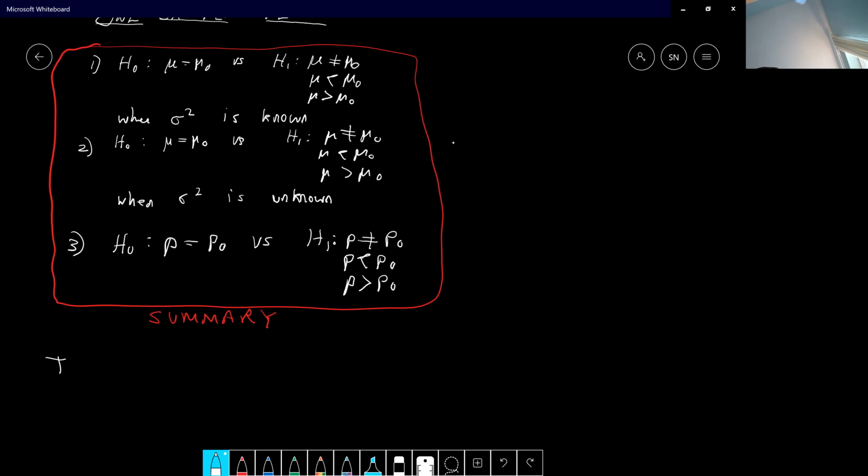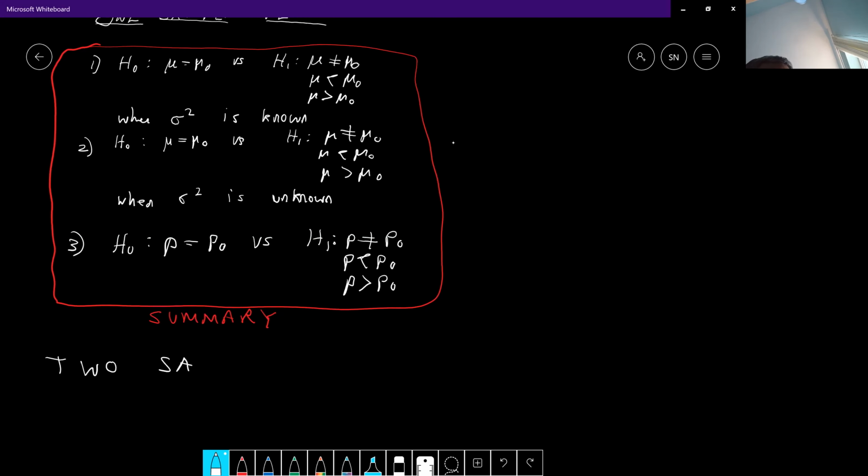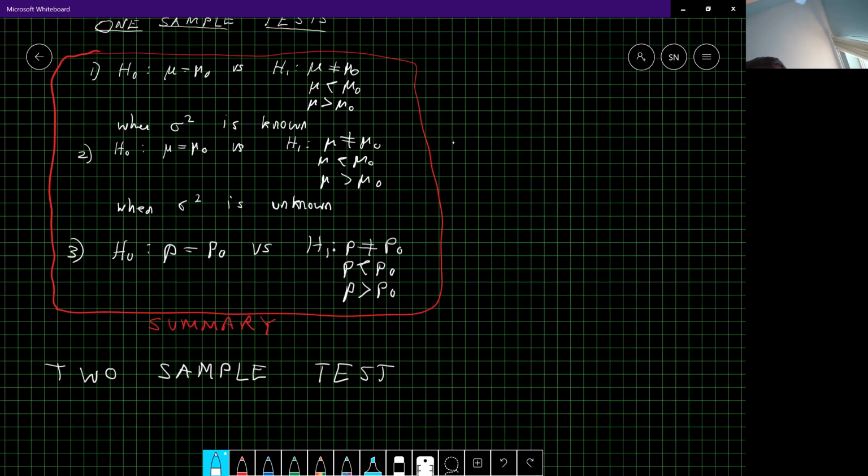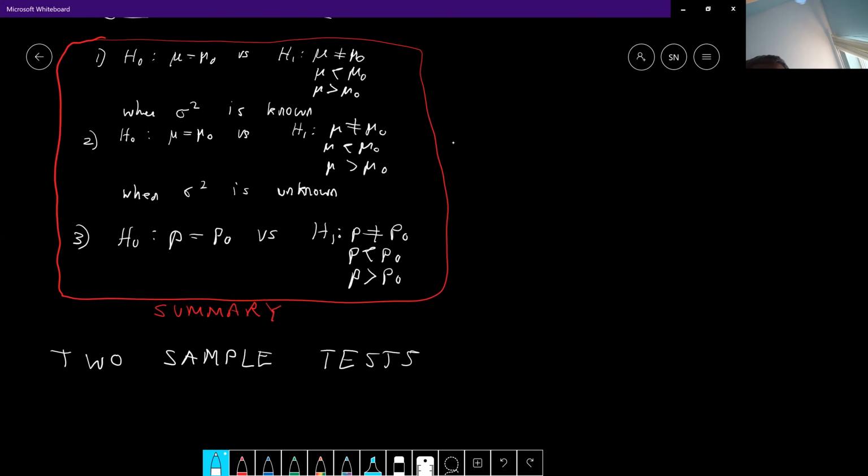Okay. Now, what we're going to start talking about today is two sample tests. I mean, each of these tests here is based on one sample, right? Whereas the tests that we're going to talk about starting today, each of them is based on two samples. Right, the first one, I'm just going to write down what the names of the tests are.